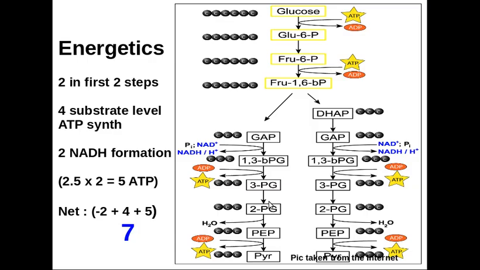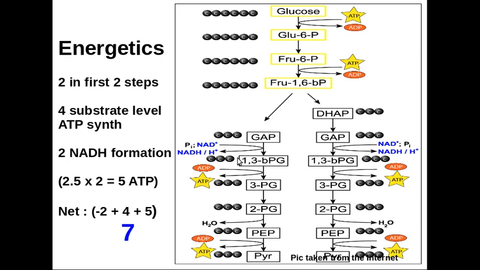Getting down to the energetics, in the first step where glucose is converted to glucose 6-phosphate and fructose 6-phosphate is converted to fructose 1,6-bisphosphate, two ATP molecules are utilized, so we are using two high energy bonds. Subsequently, each glyceraldehyde 3-phosphate produces 1 NADH and 2 substrate level phosphorylation. So if you have a look at it, in the first step 2 ATPs, 2 high energy bonds, are lost.